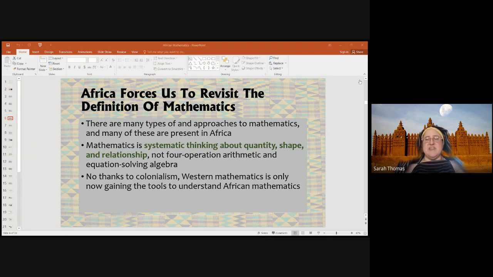So we are just now in Western culture gaining the tools that we need to understand how African cultures, or some African cultures, view the relationships between quantity, shape, and thought. What they produce is not going to resemble necessarily what the ancient Greeks have. And it's not going to necessarily resemble the algebra of medieval Arabia or anything like that. It's going to look different. Mathematics looks different in different parts of the world.